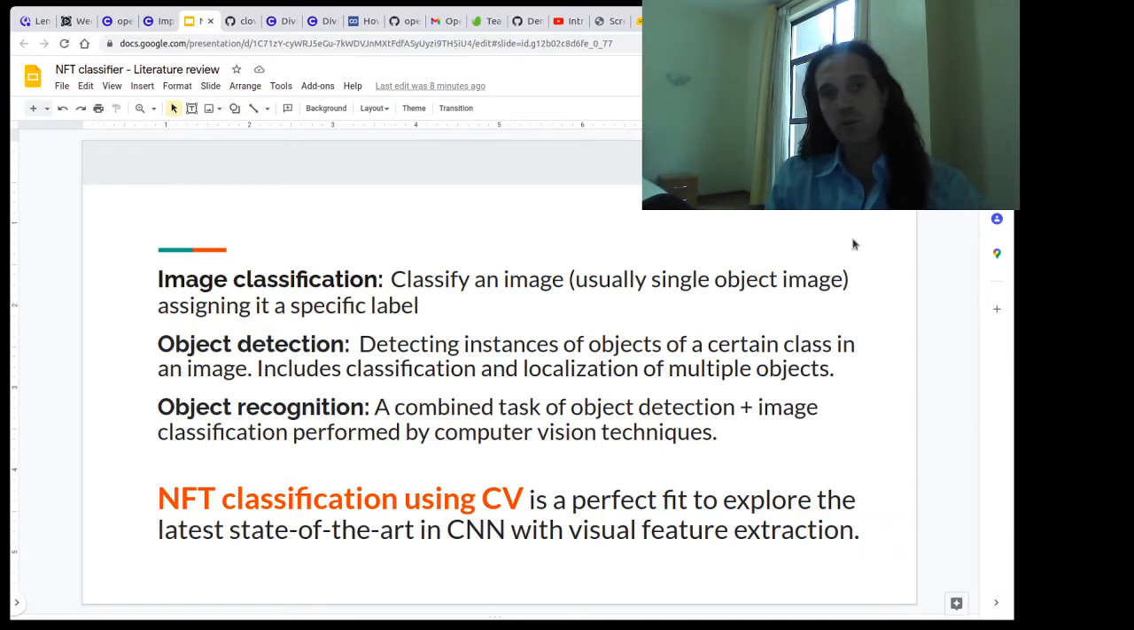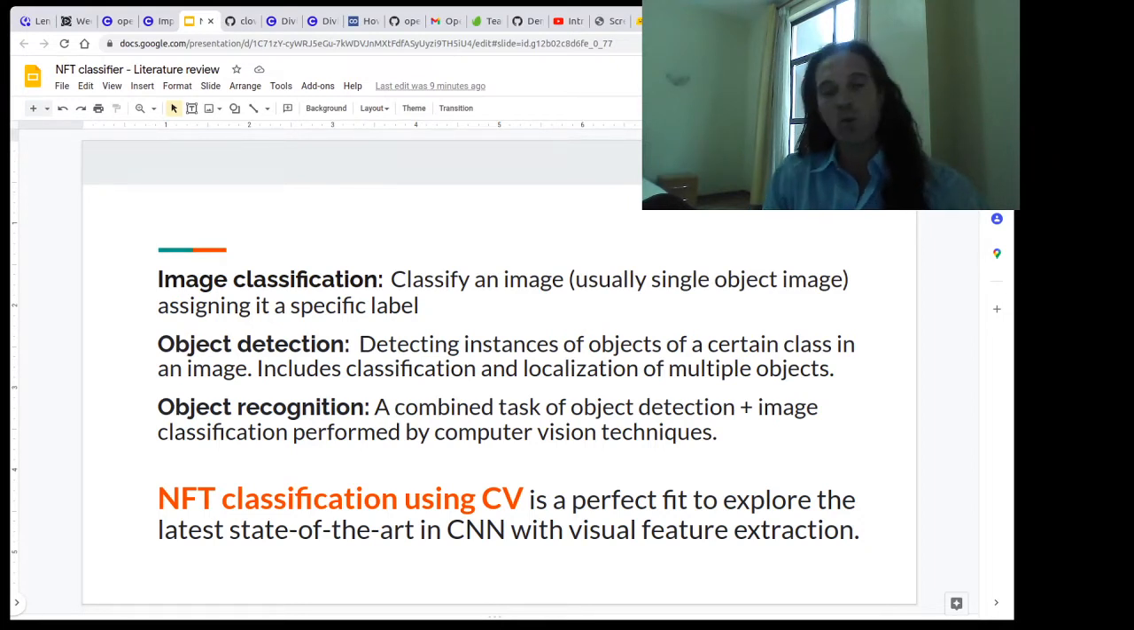A few words first. Image classification usually classifies an image of a single object, assigning it a specific label. Object detection usually detects instances of objects of a certain class in an image, and it includes both classification and localization of multiple objects. Object recognition is a combined task of object detection plus image classification, performed by computer vision techniques.